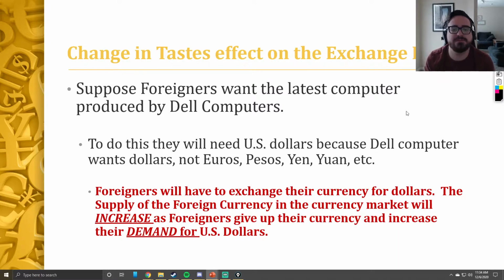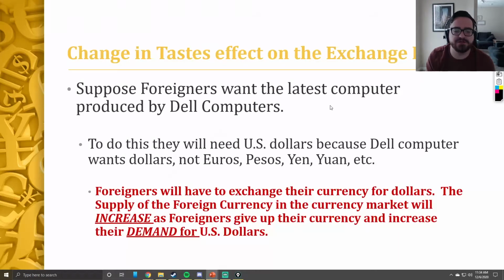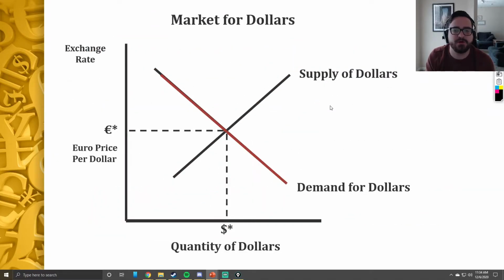So if we're doing a supply and demand graph, that's for euros. I have this in the wrong order. Ignore that. That's spoilers. If I'm looking at the market for dollars, and this is an example of a Forex market, I have the exchange rate, which is technically speaking euro price per dollar or euros per dollar. This is what I would write on my y-axis. Quantity of dollars, supply and demand of dollars.